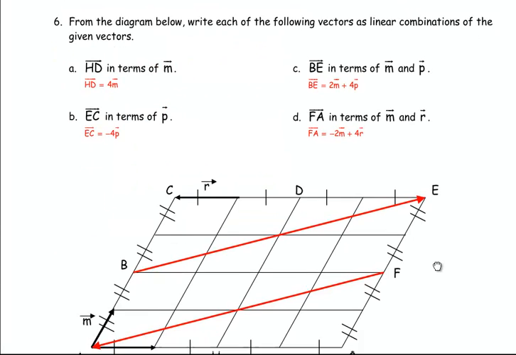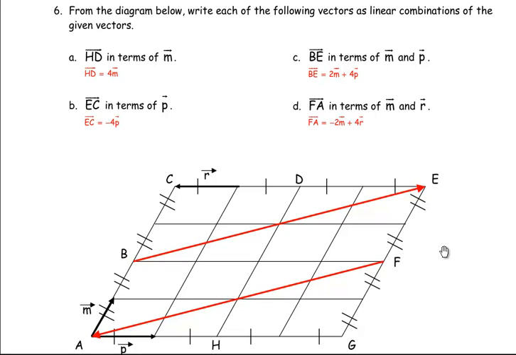On to number 6. From the diagram below, we're asked to write each of the following vectors as a linear combination of some other vectors, either multiples or a linear combination. The first one here, we're given vector HD. HD would be the vector that goes up along here. We're asked to write it in terms of m. This is vector m here. So this would be 1, 2, 3, 4 vector m's. They're going in the same direction. So we would say HD equals 4m.